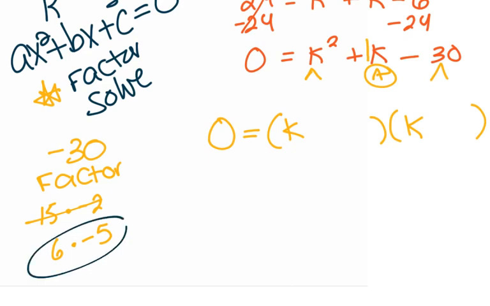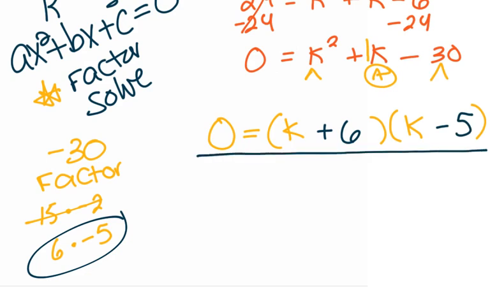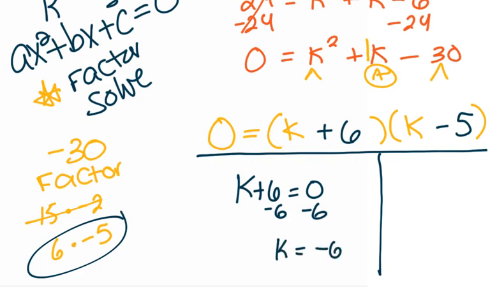So it looks like these are our factors. So we'll go k plus 6 and k minus 5. Now these factors together are set equal to 0, so we're going to go ahead and separate those factors. We have k plus 6 equals 0, and go ahead and solve that. And we get k equals negative 6. And on the right, we have k minus 5 equals 0 as well, and add 5 to the other side, and you get k equals 5.